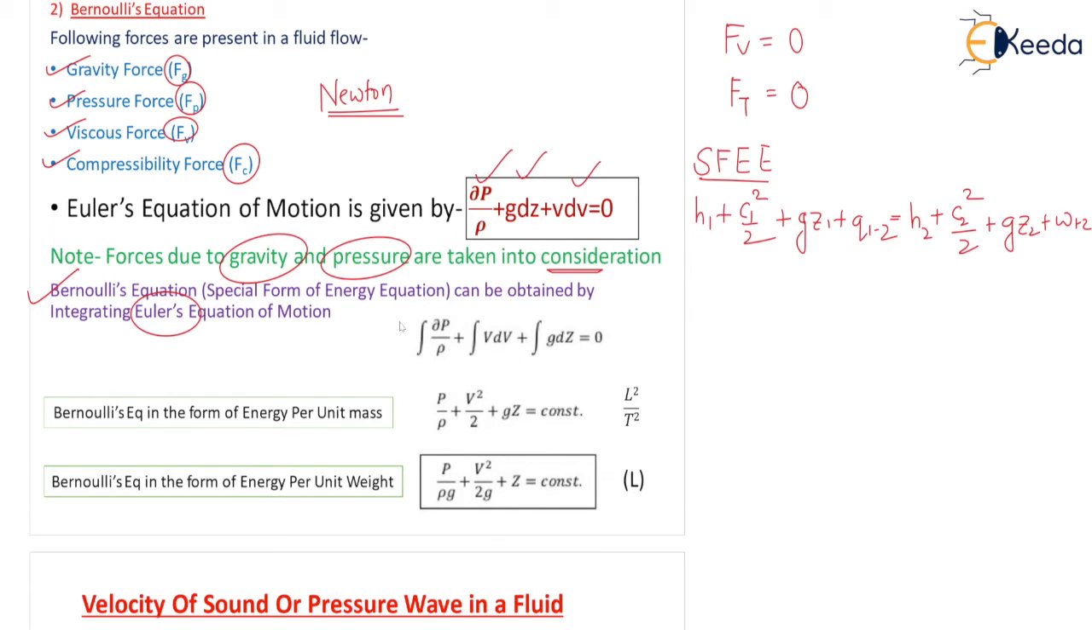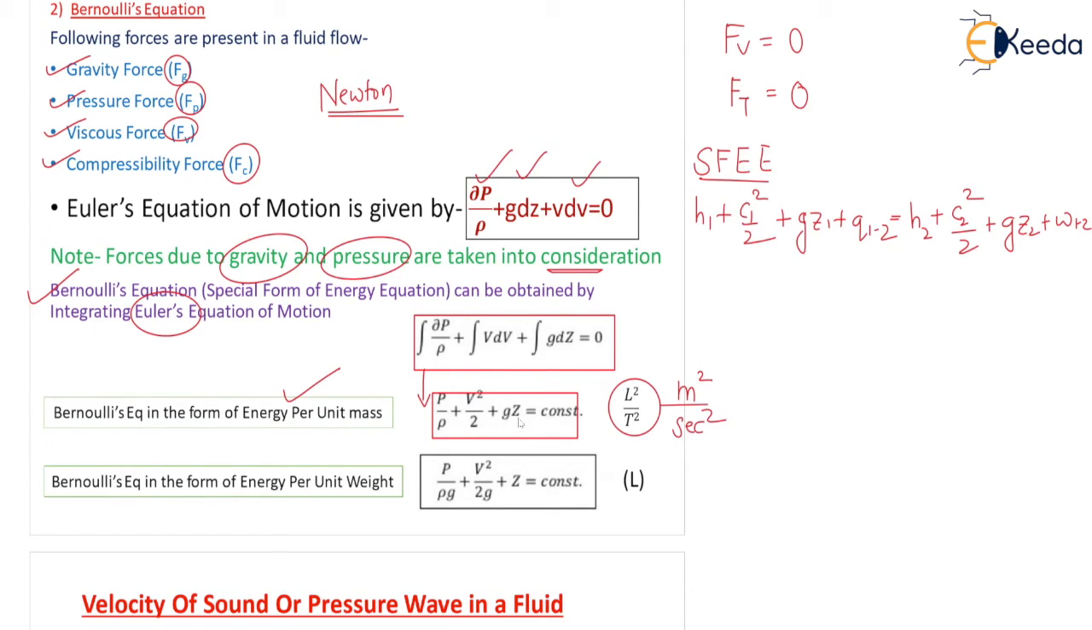So first of all, integrating Euler's equation of motion, you can see this is the integration step: integral of dp by rho plus integral of v dv plus integral of g dz equal to 0. After this integration, we come to this particular step, that is p by rho plus v square by 2 plus gz equal to constant. This is also called Bernoulli's equation in the form of energy per unit mass, and the dimension is L square by T square, meter square per second square.